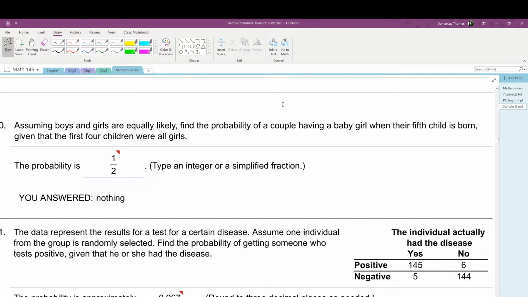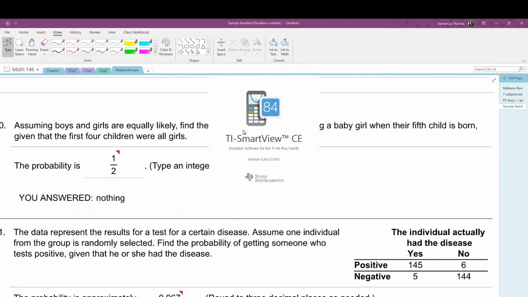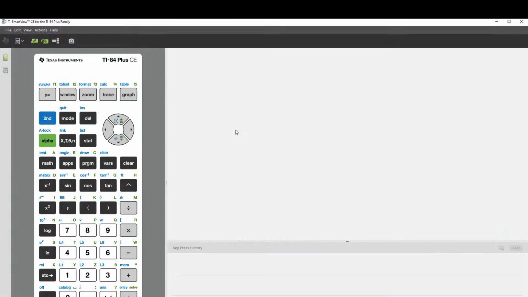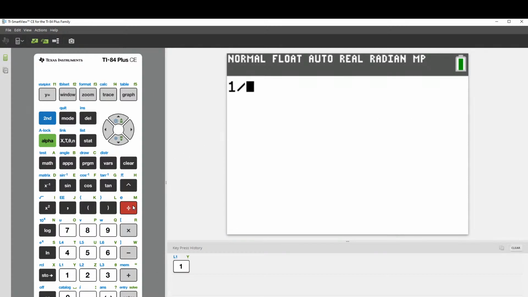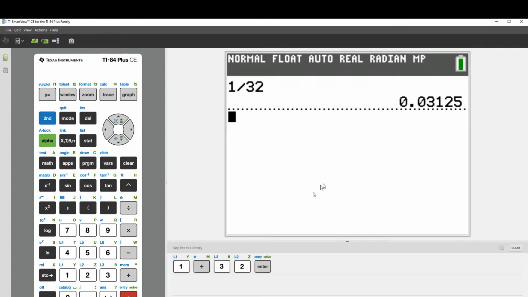That's 1/32. There's 32 different possibilities. 2 to the 5th power is 32. So the chances of them having 5 girls in 5 births is a 1 out of 32 chance. That is low. I think that's less than 5%. Let me double check that. Well, 1 over 20 is 5%, so 1 over 32 is going to be, yeah, that is statistically significant to have 5 girls in 5 births.